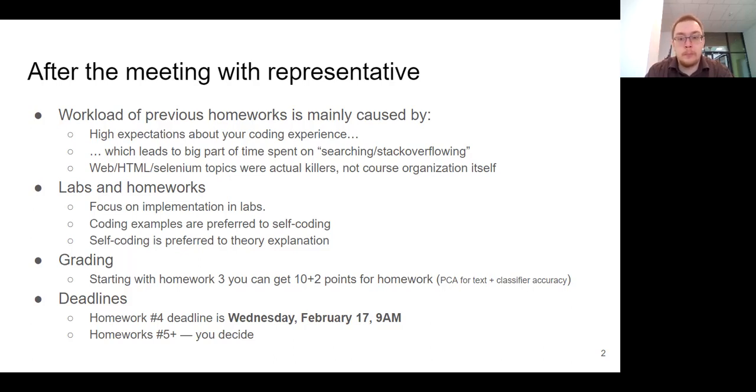Okay. So if the deadline is Tuesday, then you will not reduce the length of the homework; they will be like the previous two ones. These processes are not connected. The size of the homework is one question, the deadline is the other question.